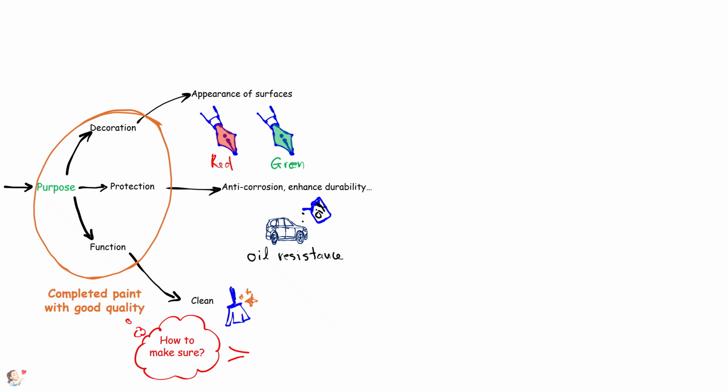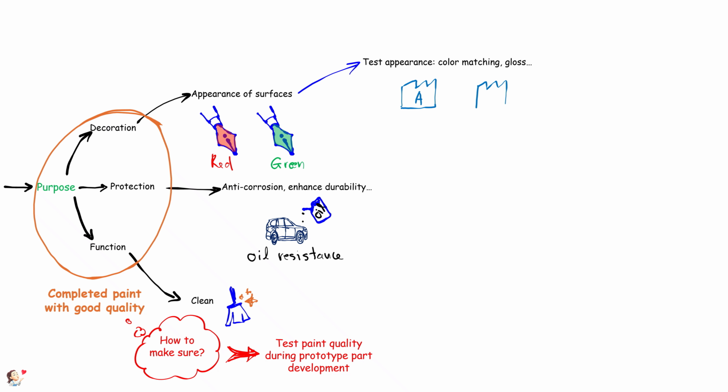However, to ensure this, paint quality testing must be conducted during prototype development, right from the initial stages of paint product or prototype development. Specifically, the following key aspects need to be tested: appearance, color matching, gloss. For example, there are 2 suppliers, A and B, that supply components to factory C. Both A and B paint the components red. Both A and B evaluate the paint color and determine it is okay.